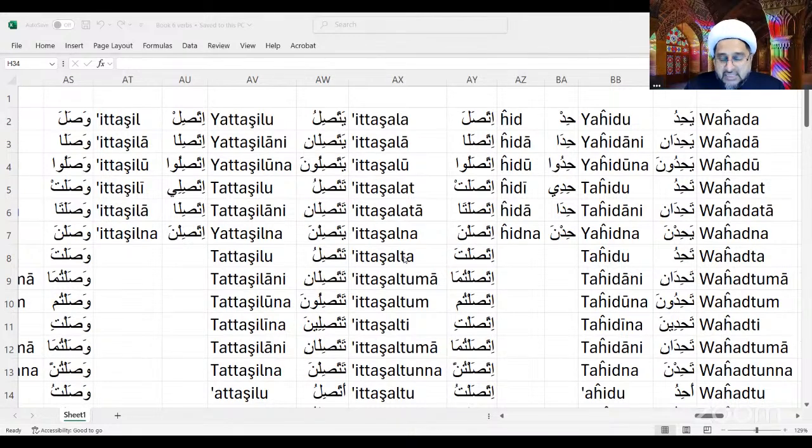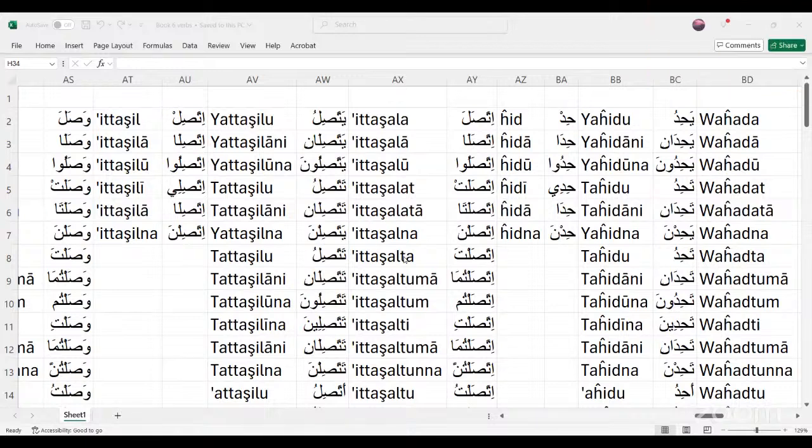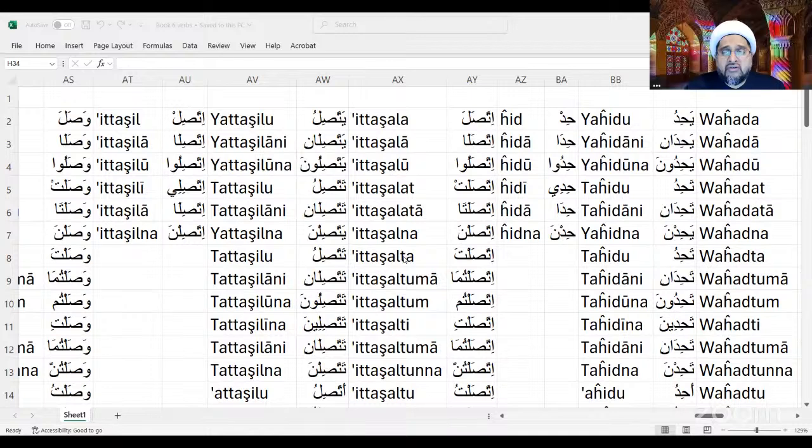So whenever, as I said, you will find a ta with a shadda, what does it mean? It means a letter, either a wow or a ya, has been dropped. And this is a five-letter verb on the pattern ifta'ala, yafta'ilu, ifti'al. So Sister, can you read all of this past tense? Ittasala, please.